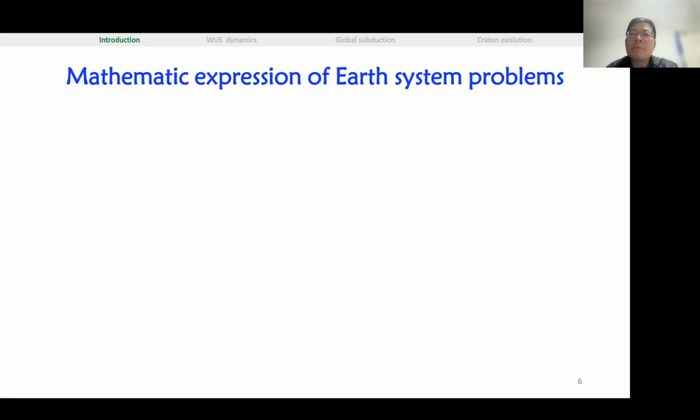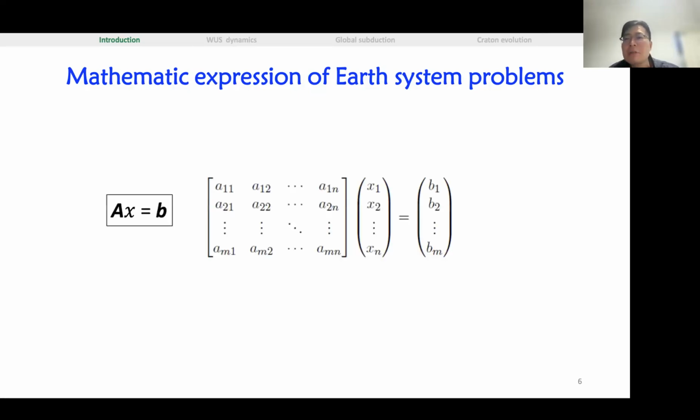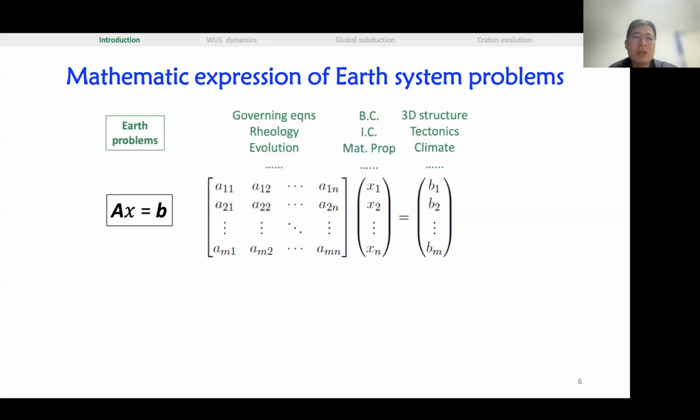So let's start from math, right? Mathematics. When we talk about the Earth system, you can think about this in a mathematical way. This is actually a common language everyone can speak. For example, the Earth system is very often like a partial differential equation, right? AS equals B. Like the big matrix A here, according to Earth problems, it can be basically determined or described by governing equations of the mantle of the Earth, the rheological laws of the rock, and the temporal evolution of the system, right? They all formulate this big matrix, right?